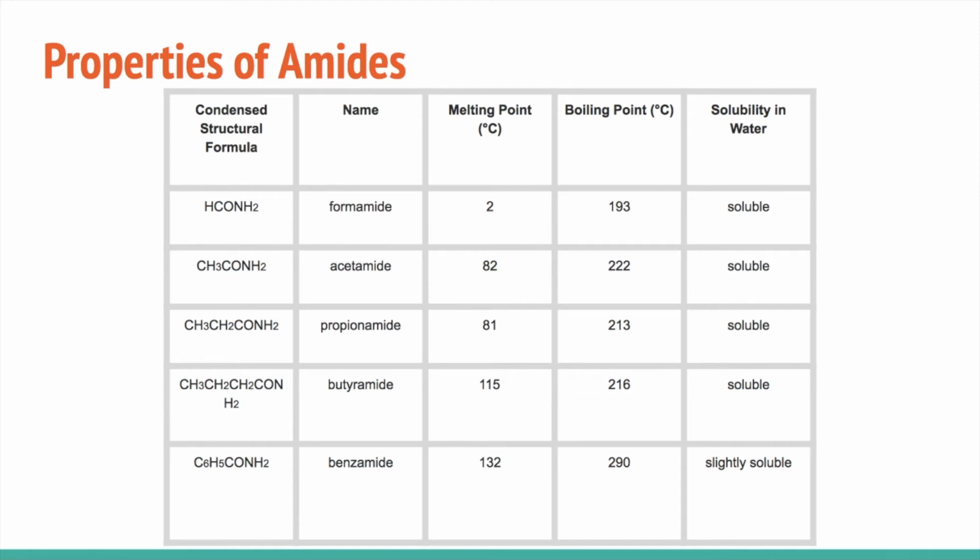Therefore, the melting and boiling points range depending on what molecule the amide is bonded to, but they are considered to be relatively high. These characteristics originate from the amide's polarity and the hydrogen bonding of the NH bonds.